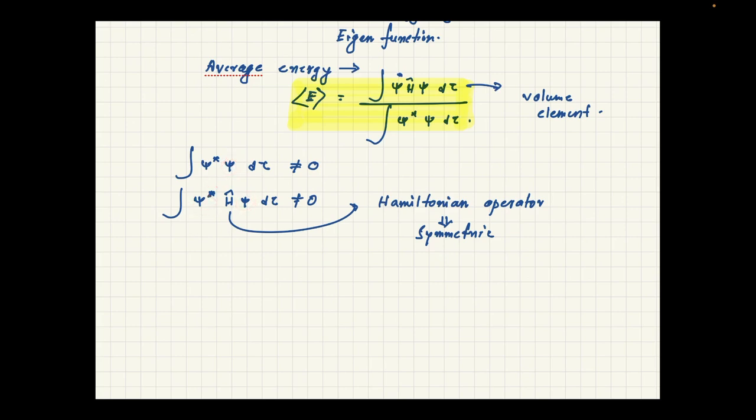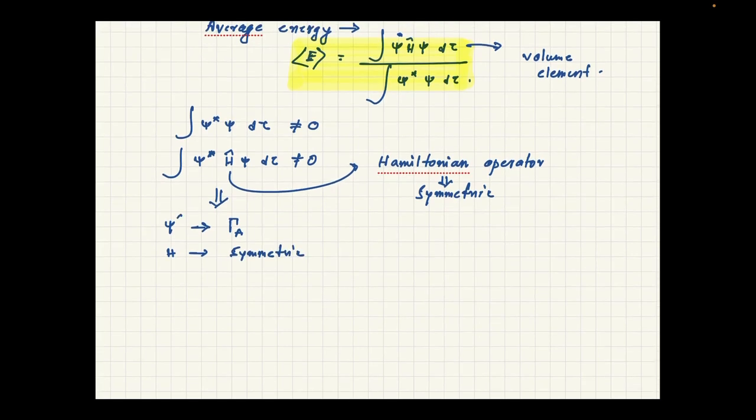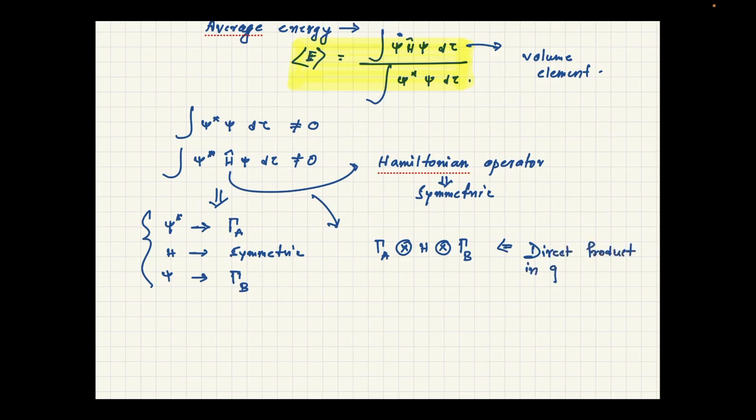Now, what is the meaning of this integration? In group theory language, let's say this psi acts as a basis for an irreducible representation gamma A. H is symmetric, and the other psi can act as a basis for an irreducible representation gamma B. The meaning of this integration in group theory language is the direct product gamma A direct product H direct product gamma B.